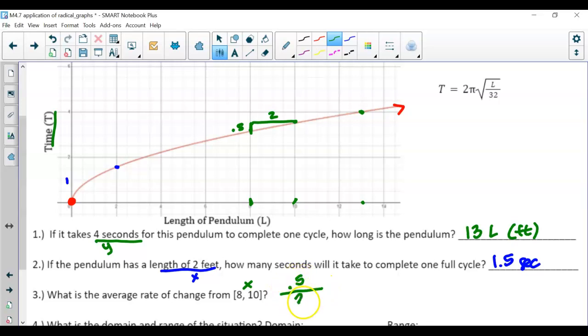So our rise is 0.5. Our run was 2. Remember, right? Because average rate of change, slope, is rise over run. When you divide, you get an average rate of change of 0.25 seconds for each foot.